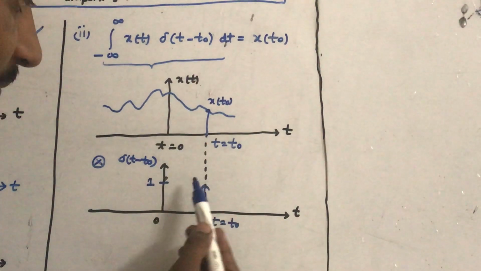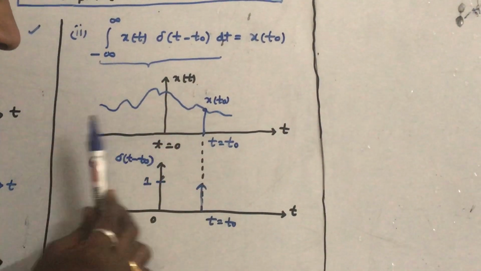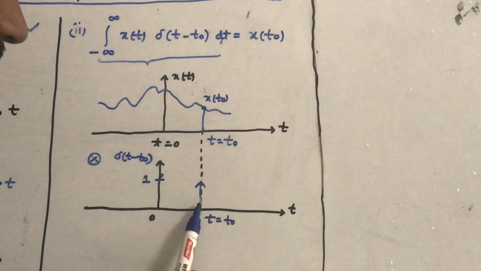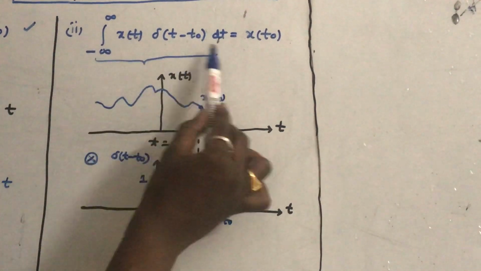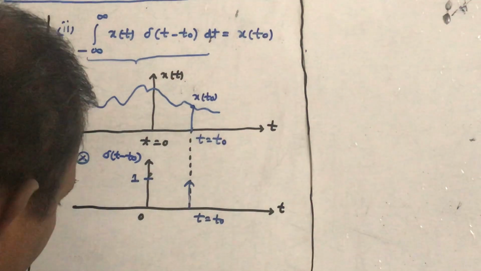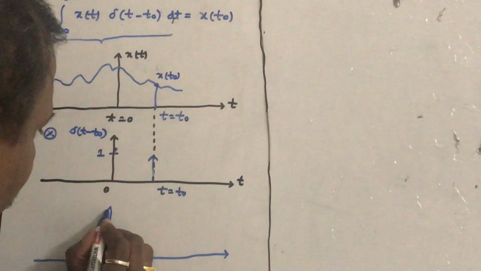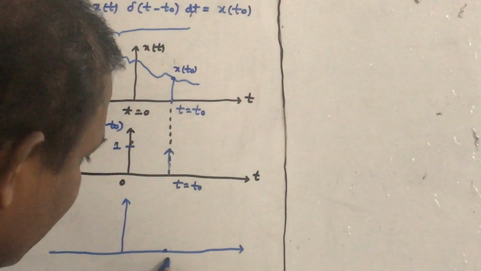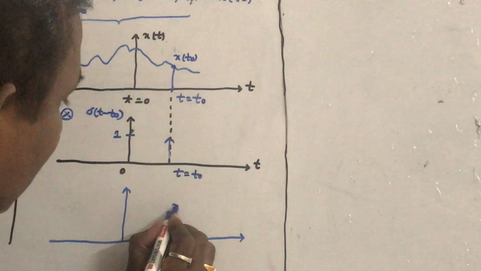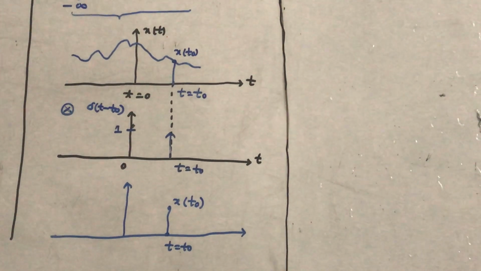What will be the value that will remain? The function to the left side will become 0. The function towards the right, anything multiplied by 0 will become 0. Only this sample will remain the same. That means the area under this curve will be, what will be the answer you get? X of t0. When you multiply both these functions, you can clearly notice that only one sample will remain, at t is equal to t0, of amplitude x of t0. That's why the answer is x of t0.